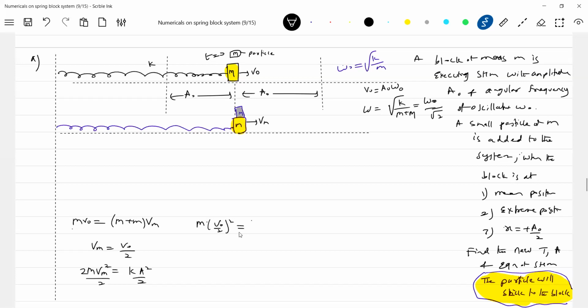V naught by 2 whole square, K by 2 A square, that is V naught square by 4, K by 2 A square. I'm trying to calculate the new amplitude. That's the only condition, but we don't know any of these things. Okay, come at it like this. What is V naught? You can write it as A naught omega naught, square by 4, A naught square, and this will become 2. So what is K? You can write it as M omega naught square.